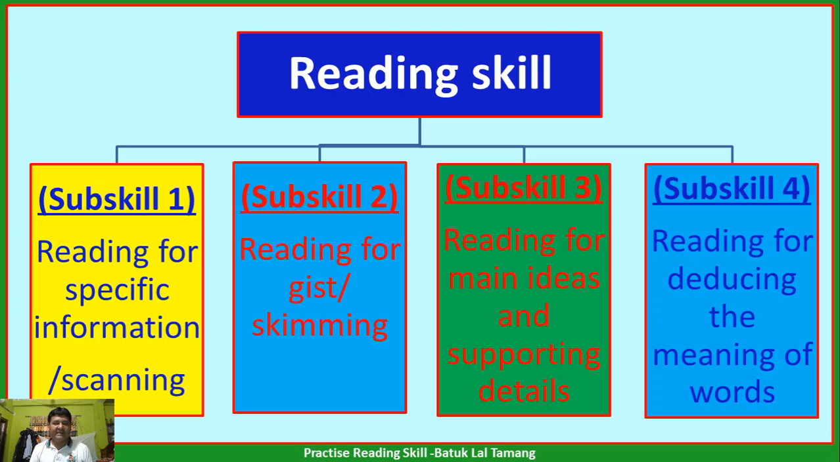Sub skill type 1 is scanning sub skill of reading. In other words, it is called reading for specific information also. The second sub skill of reading is skimming, in other words, reading for gist. The third sub skill is called reading for main ideas and supporting detail. And the fourth sub skill of reading is called reading for deducing the meaning of the word. These are the 4 skills. Let us go in detail with example.